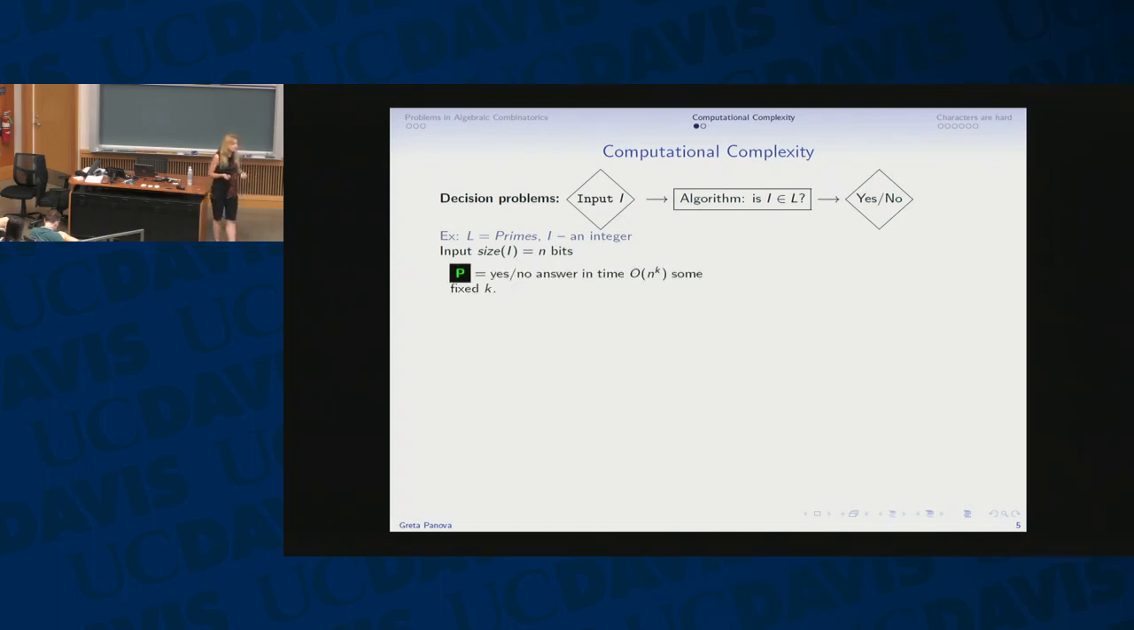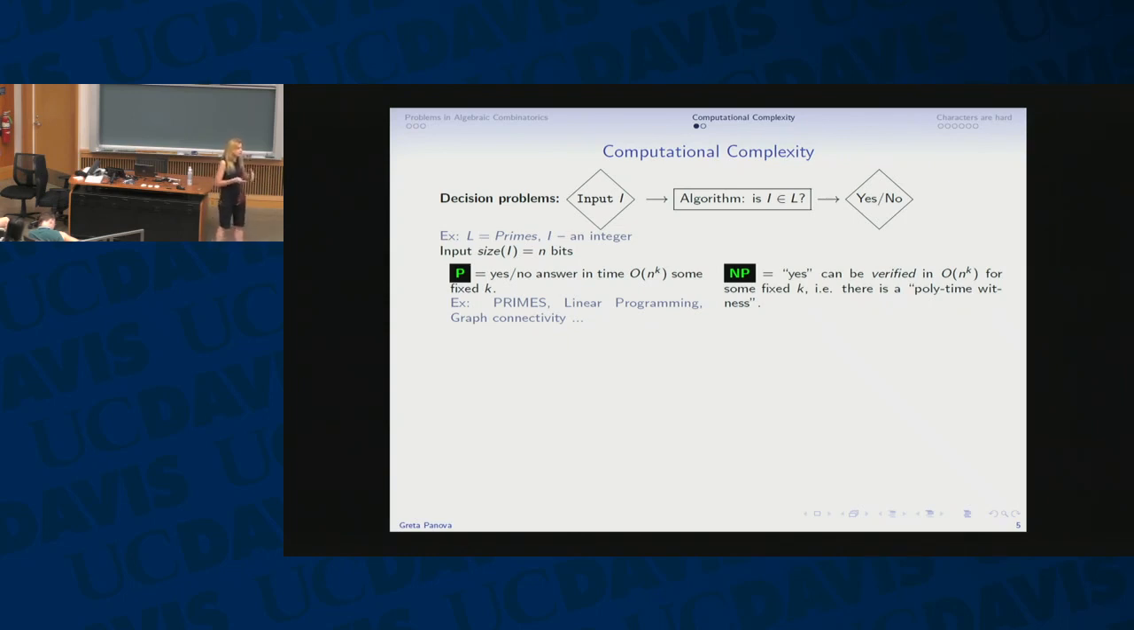So the class P is the class where the answer can be obtained in polynomial time, polynomial in n. And then here are some examples. So actually deciding if an integer is prime, this was a big breakthrough. It actually takes polynomial time. And some other examples. And then the class NP, when you can verify the answer in polynomial time, in the sense that you may not find the object that you're looking for in polynomial time, but if such an object exists, I can give it to you and you can actually check that it's the right object in polynomial time.